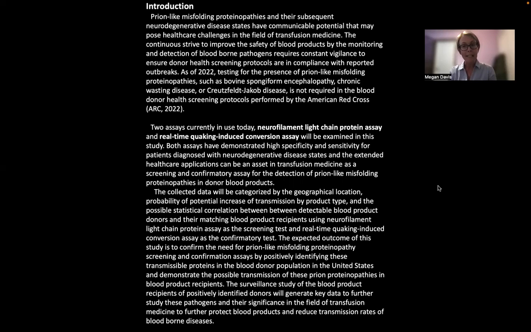For the confirmatory assay, real-time quaking-induced conversion assay, which is also called RT-QuIC, uses CSF. The methodology involves a matrix that has coated seeds of prion particles that, through cycles of rest and agitation, if there are any free circulating misfolding proteinopathies within CSF, these beads will actually elicit folding, create aggregates. The fluorescent substrate produces a signal that is then converted into a quantifiable result.